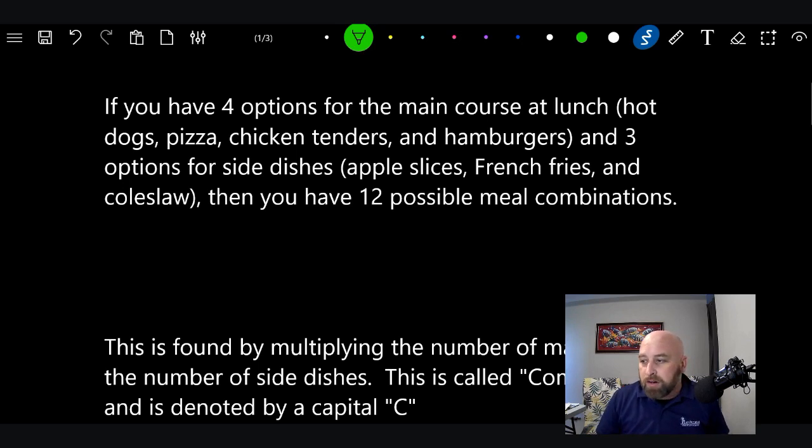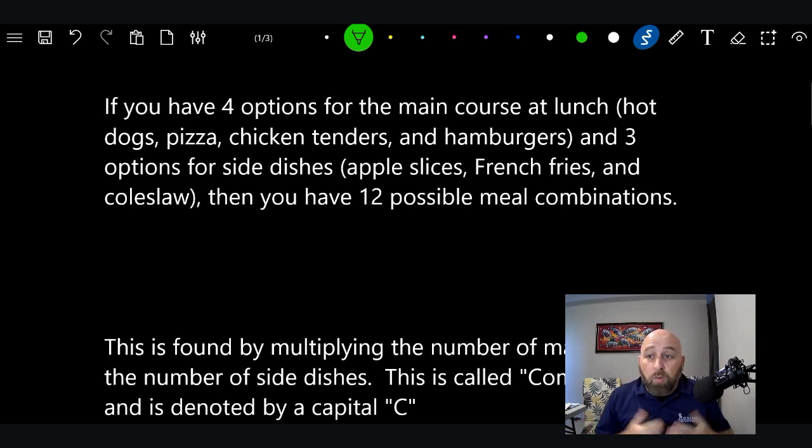If you're looking there in your book, you'll see the diagram there. You could have a hot dog with apples, you could have a hot dog with French fries, or you could have a hot dog with coleslaw. You could have pizza with apples, French fries, or coleslaw. You could have chicken tenders with apples, fries, or coleslaw. And you could have hamburgers with apples, fries, and coleslaw.